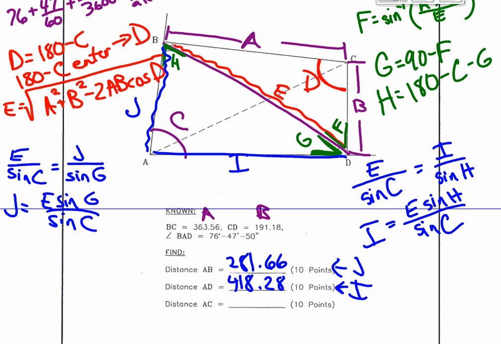And then the last thing I need is AC. And now AC is just the hypotenuse of this right triangle. And so to find AC, it's just going to be the square root of what squared plus what squared? I squared plus J squared. And that maybe gives 459.90 for that one.